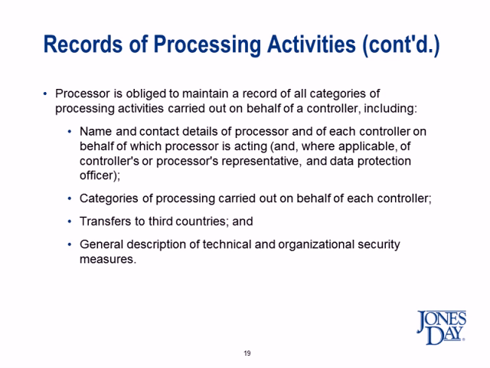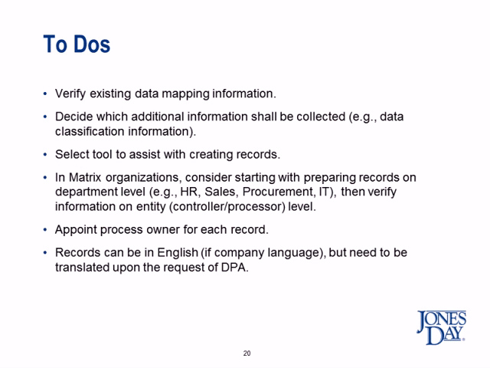So how, from a practical point of view, approach this task? I guess the first step would be to verify the existing data mapping information. For example, in Germany, under the currently applicable law, there is already an obligation existing to maintain a so-called register of proceeding, which should include almost the same information as is required under the GDPR. So starting maybe with your German subsidiary and look what is there might be a good idea.